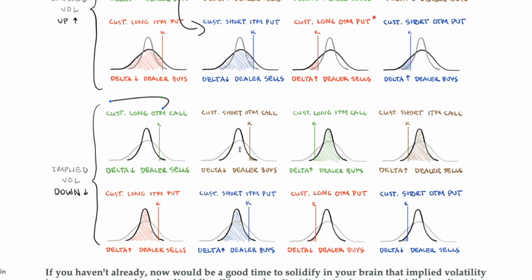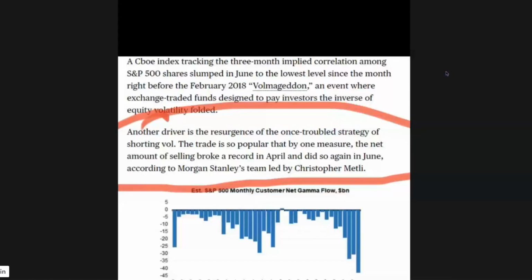A CBOE index tracking the 3-month implied correlation among S&P stocks slumped. Can you post it on the screen here because I can't see it? Oh, you can't see it. Oops, give me one second. Minimize that. Switch screen or window. Boom. There you go. Perfect. Yes.